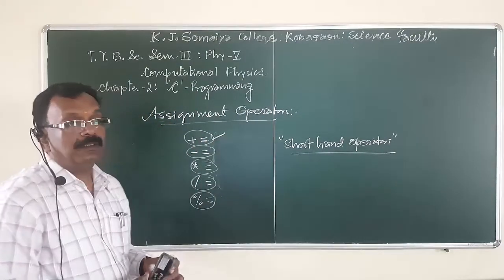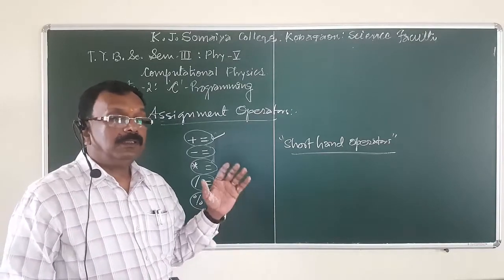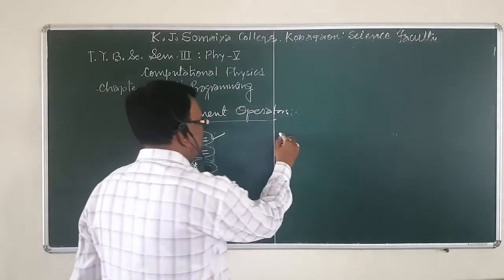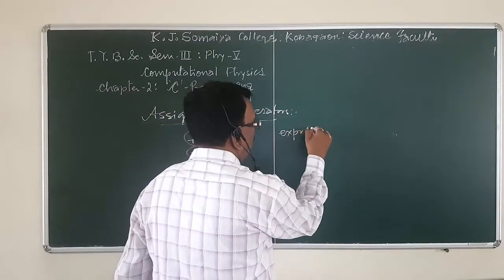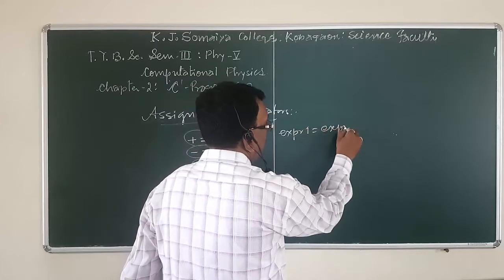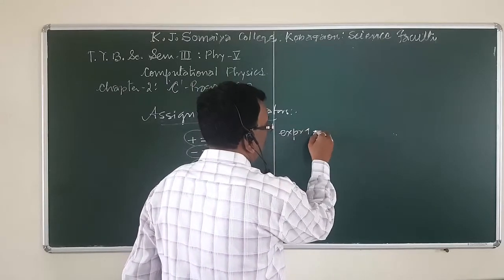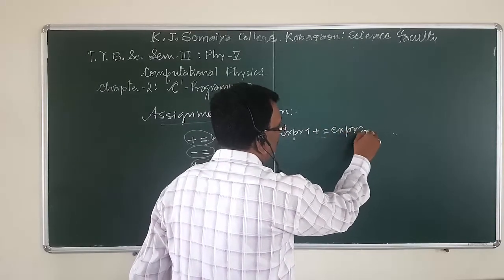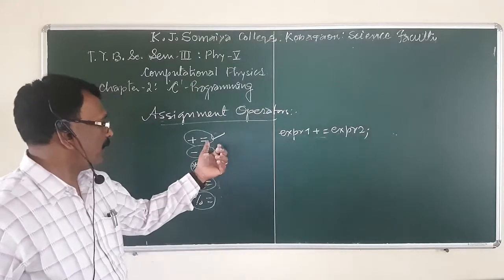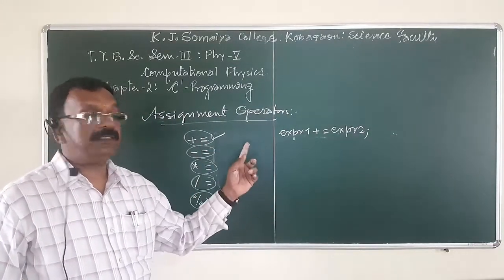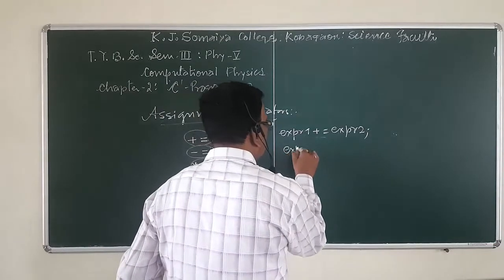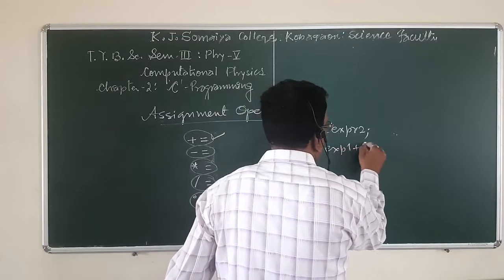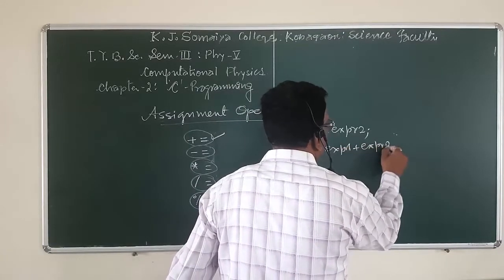This one. Now the assignment expression for this operator is expression 1 plus is equal to expression 2. This is the first operator. The meaning of this operator is expression 1 is equal to expression 1 plus expression 2.